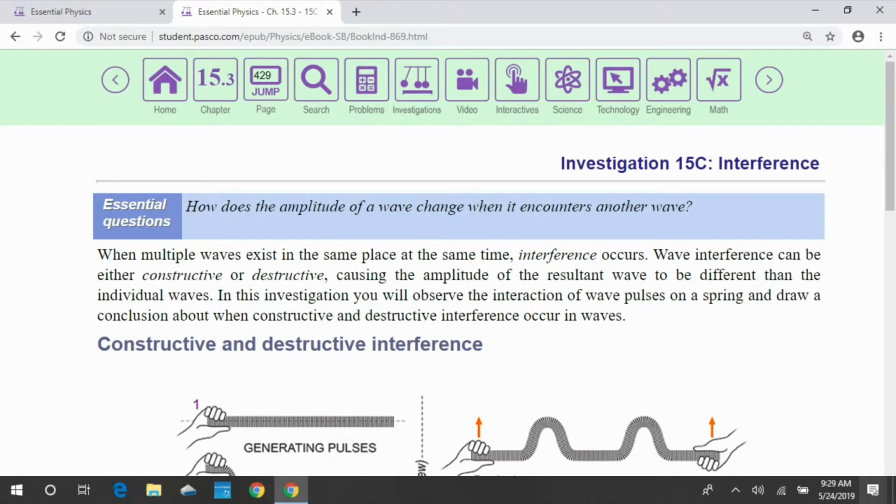The pulses travel fast, making it difficult to observe the exact moment they interact, so students are encouraged to use a slow motion video to make their observations. If students don't have access to slow motion video, they can use the video samples on the 15C investigation page in the student ebook.